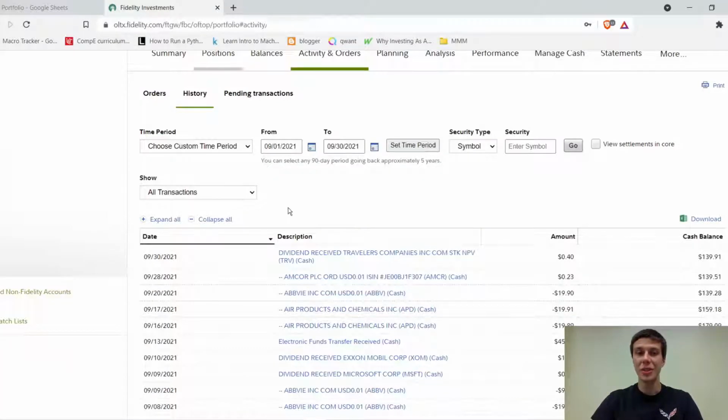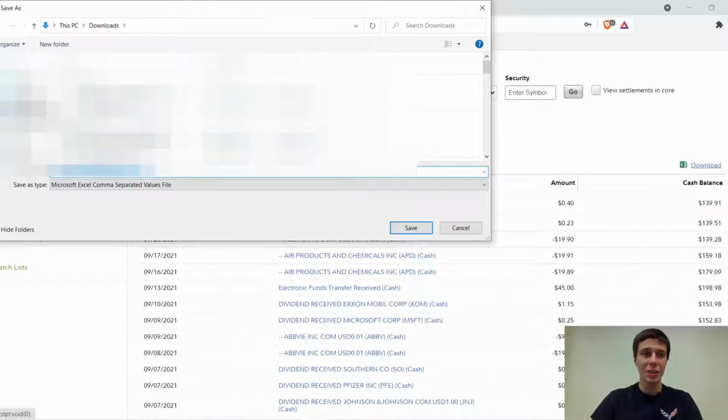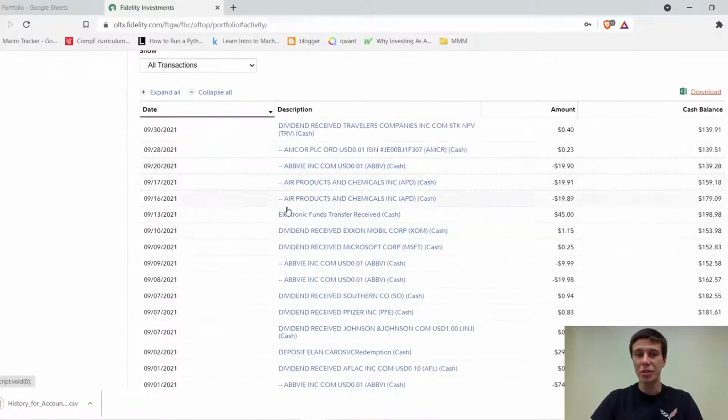So here's all our transactions from September 1st to September 30th. So we're just going to download this file here. And it's actually a little bit annoying because it looks like they changed how they label or describe some of these transactions. So it's a little bit more difficult for me to discern in some cases whether it's a dividend or whether I bought the company, at least in my Python script.